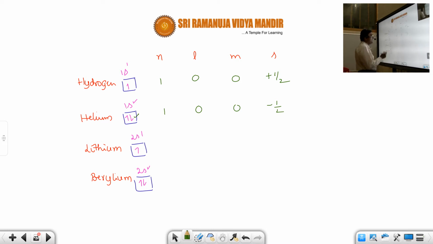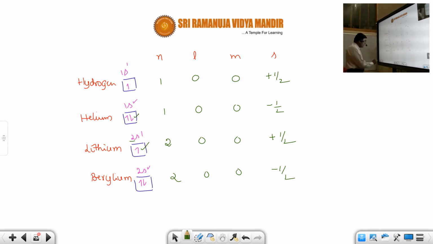Now, lithium. Lithium is in which orbit? Second orbit. Now, the L value is 0, because it is not having any orientation. M value will be 0 because there is no orientation. Now, it is plus half because it is up. Up means clockwise direction. Now, let us see the last electron for beryllium: 2, 0, 0, minus half. I hope you've learned how to write the quantum numbers for the first 4 elements.